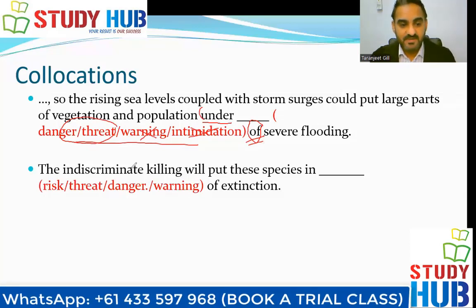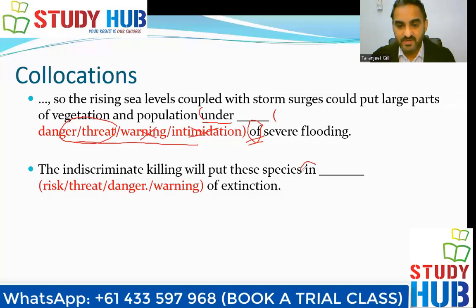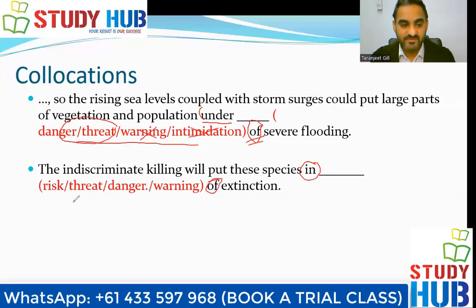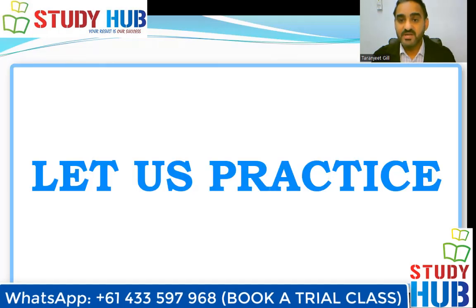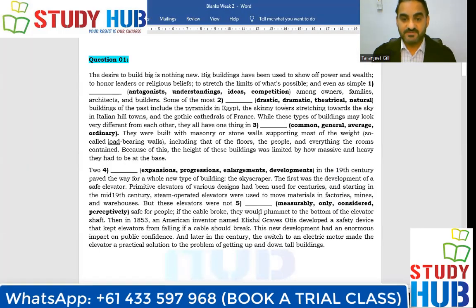The indiscriminate killing will put these species in dash of extinction. So here we are looking at collocation in dash of. So obviously, with risk we say at risk of, under threat of, in danger of. So the answer in this case will be in danger. Got it? Now let's try to apply this logic and solve some questions in your reading and writing fill in the blanks. This is your first question.